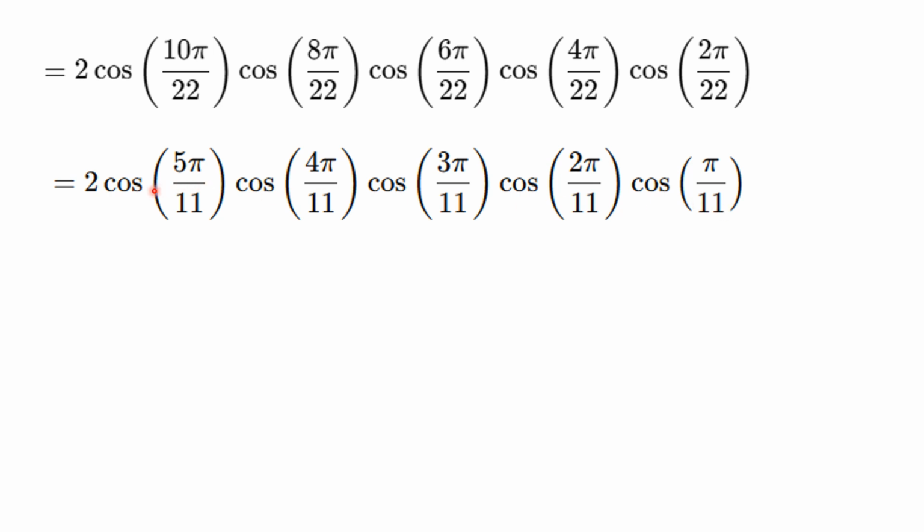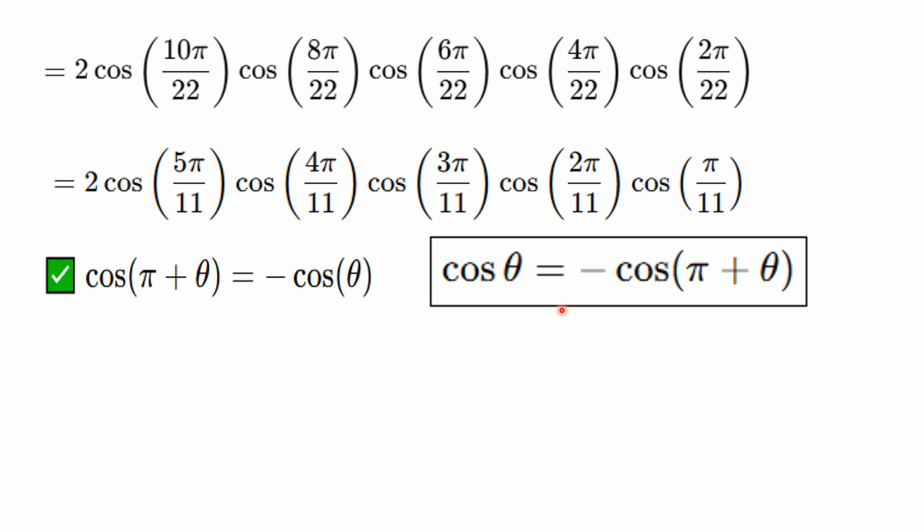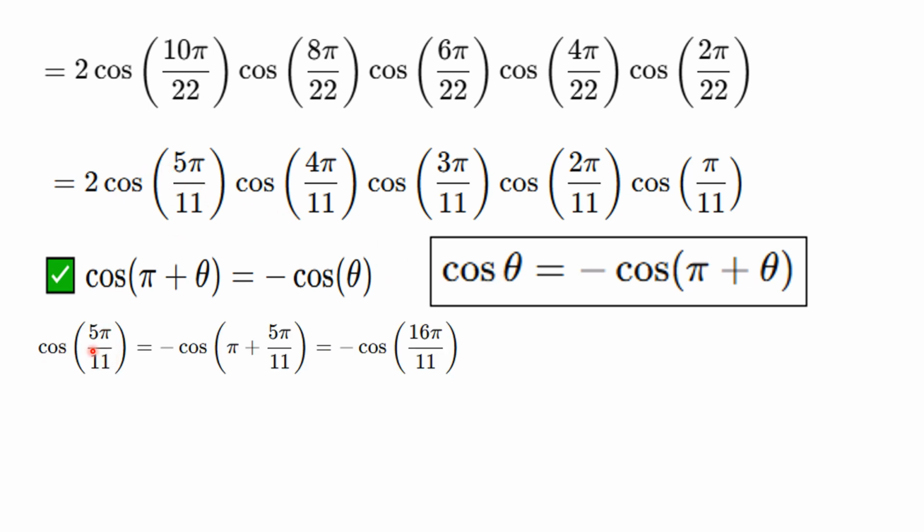Now let us replace this cos 5 pi by 11 and cos 3 pi by 11 using the concept cos of pi plus theta is equal to minus cos theta, which can be written as cos theta is equal to minus cos of pi plus theta. When we use this for cos 5 pi by 11, cos 5 pi by 11 can be written as minus cos of pi plus 5 pi by 11, that is cos theta is equal to minus cos of pi plus theta. Therefore, cos 5 pi by 11 becomes minus cos of 16 pi by 11, that is 11 pi plus 5 pi, which is equal to 16 pi by 11.